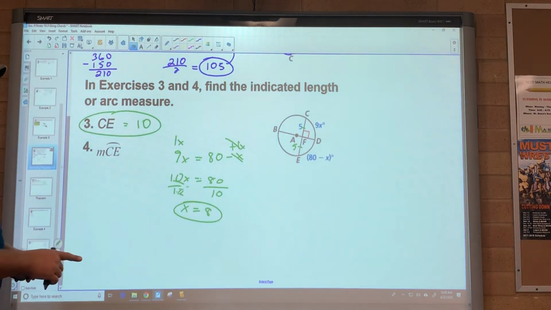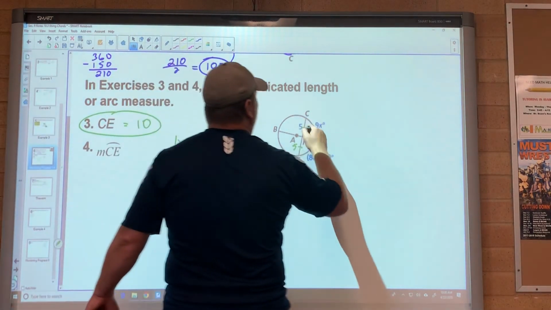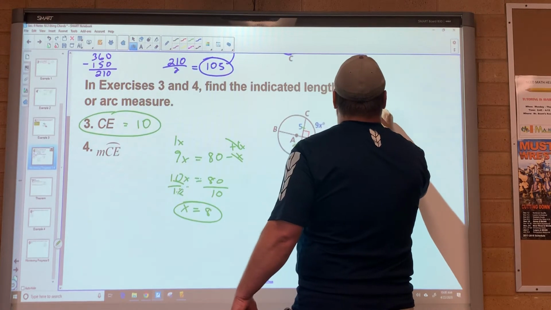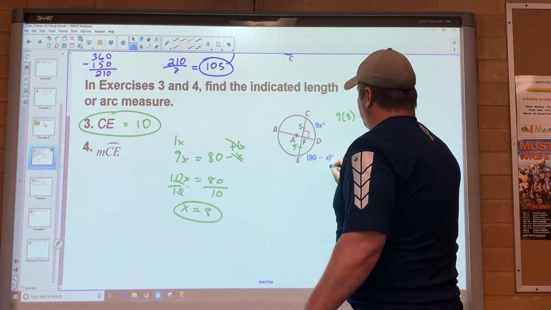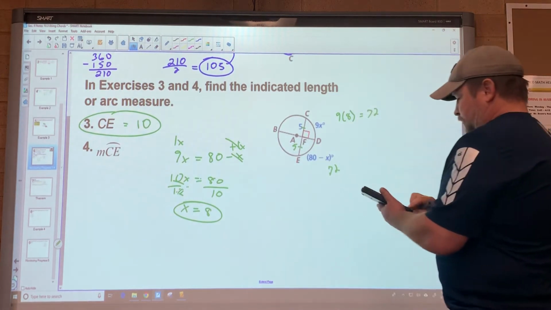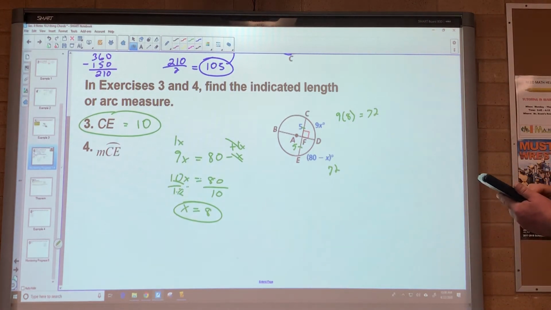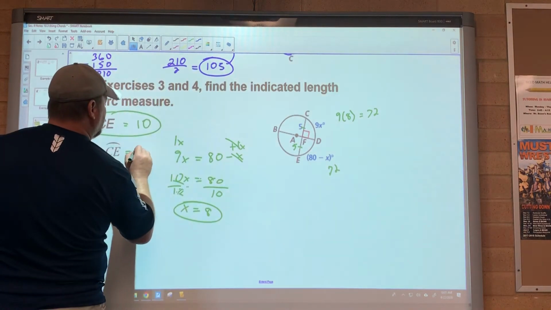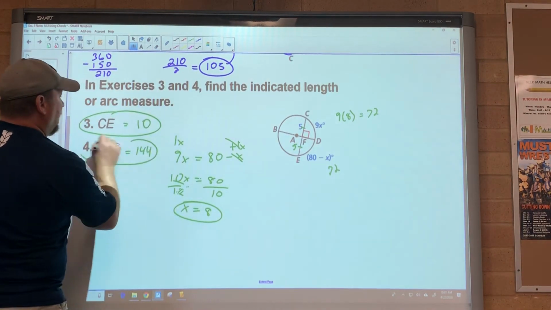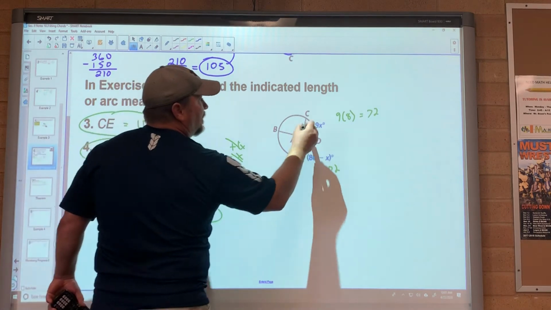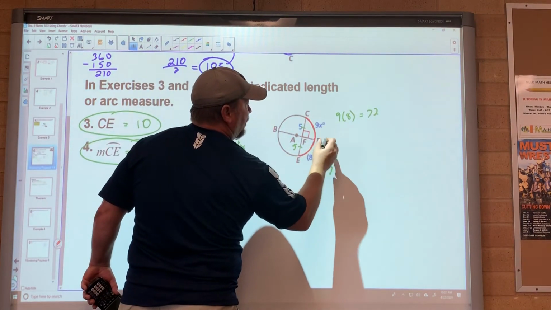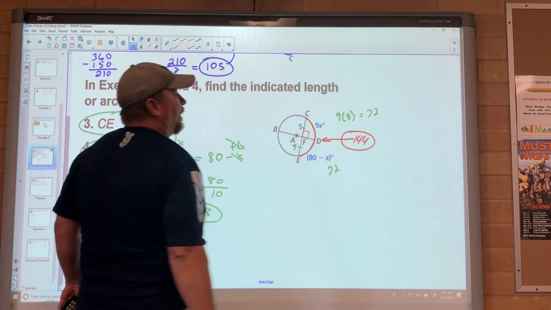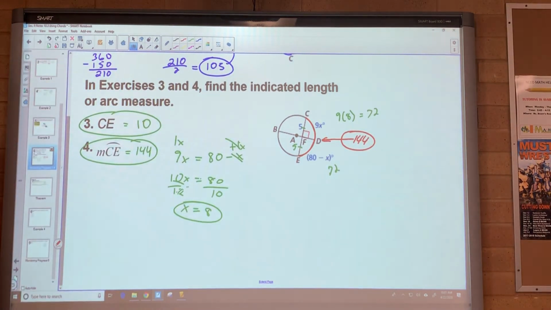Now that's not what they wanted. They want the actual arc. So 8 times 9, 9 times 8 is 72. 72 doubled, because this will be 72. And we will get 72 times 2, and we get 144. So this arc is 144. Again, that is a minor arc. So the arc from here to here would be 144. Any questions on that, you guys? Okay.